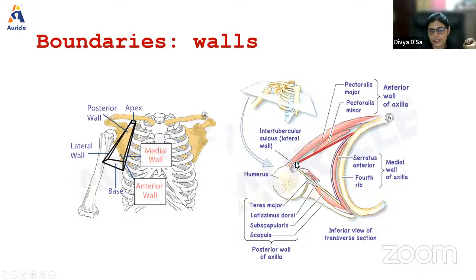The lateral wall here is very narrow. It is formed by the intertubercular sulcus and the structures within it. That is, the tendon of the long head of biceps is present here. So that forms the lateral wall. So the lateral wall is the most narrow part.